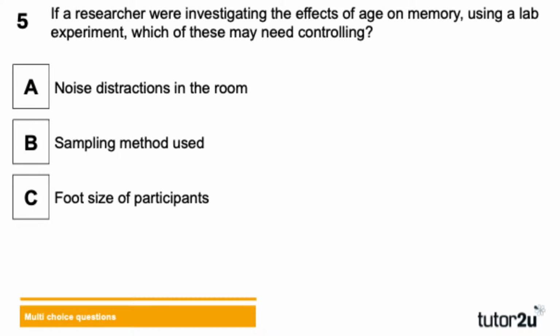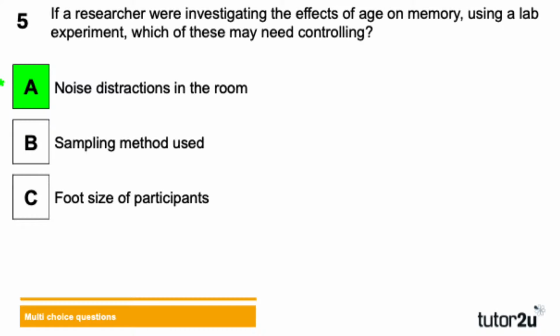If a researcher were investigating the effects of age on memory using a lab experiment, which of these may need controlling? So which of these may need controlling? A, B, or C? Any more answers? So the correct answer, I think quite a few of you put A down, is noise distractions in the room should be controlled for, particularly in a lab experiment, and can be.